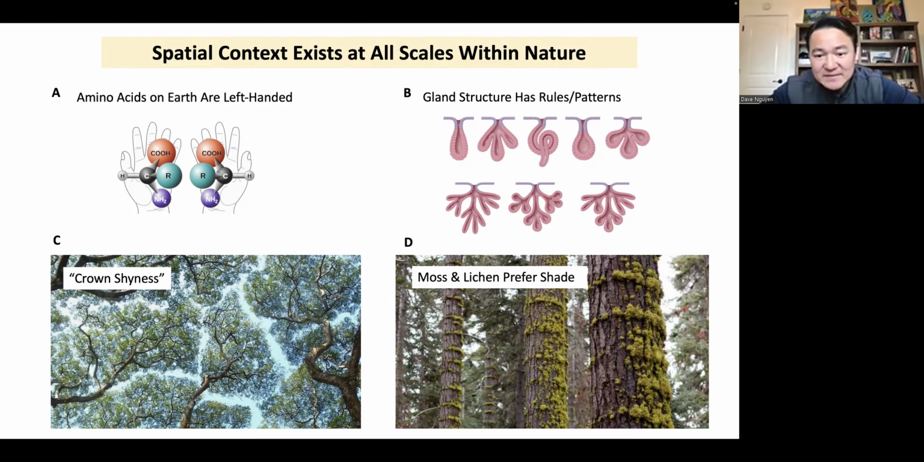And then lastly, in D, another example of spatial context in ecology: moss and lichen prefer the shaded side. So they're avoiding the most direct sunlight. And if we want to understand growth patterns of these organisms in their natural setting, we have to understand the spatial context that they're trying to avoid direct sunlight.